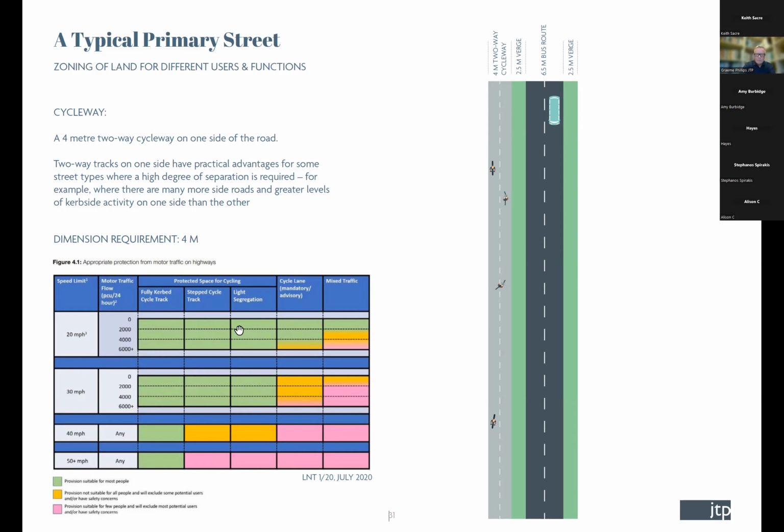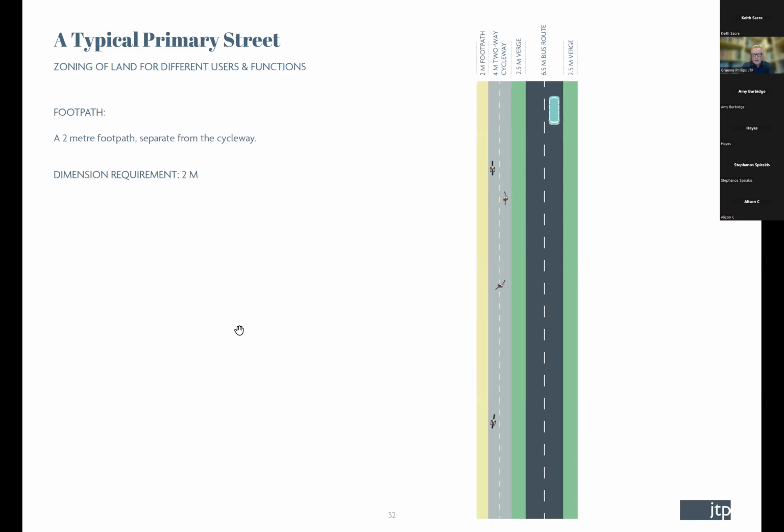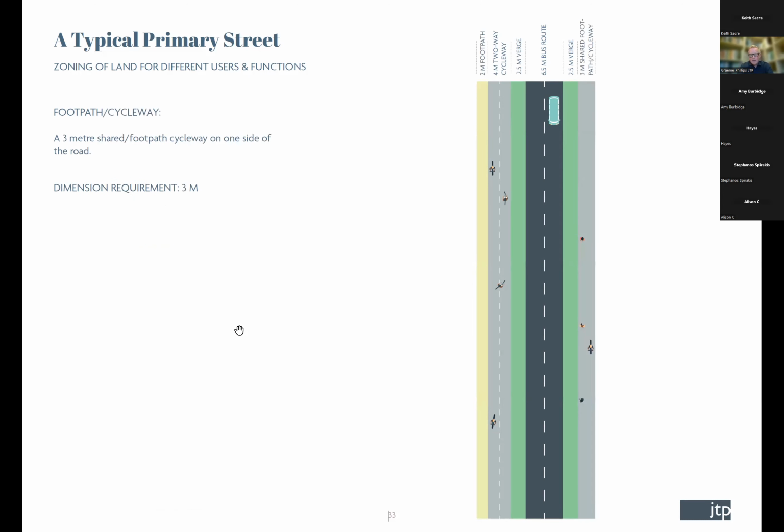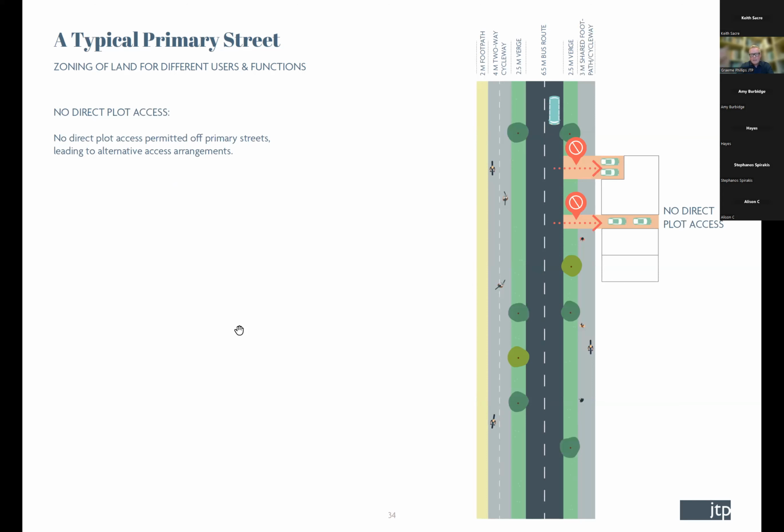This is an extract from LTN 120 on the left. Next to that dedicated two-way cycleway, we then need a dedicated footway. We probably on the other side of the road add a 2 or 3 meter footway or shared footway cycleway. And then this is a crucial moment in this whole sequence.